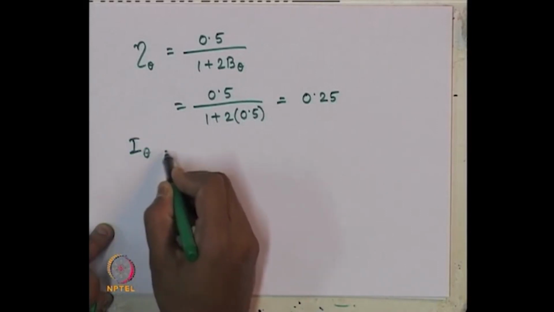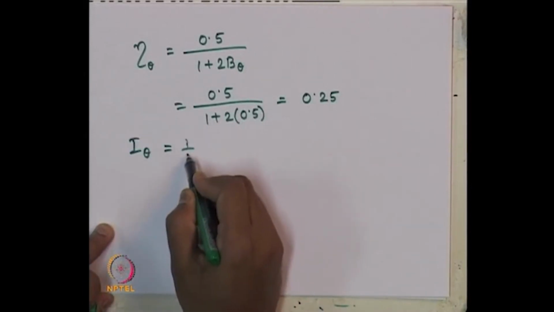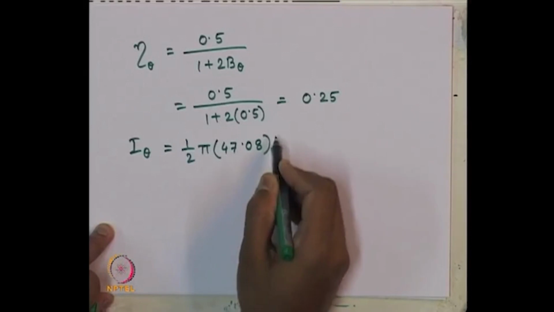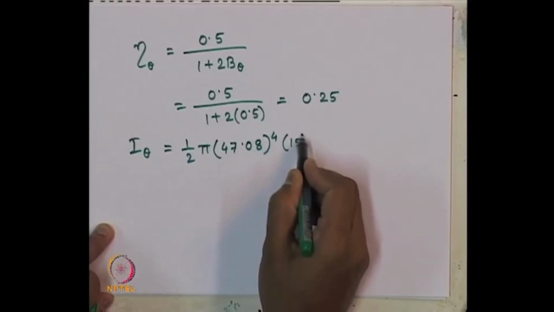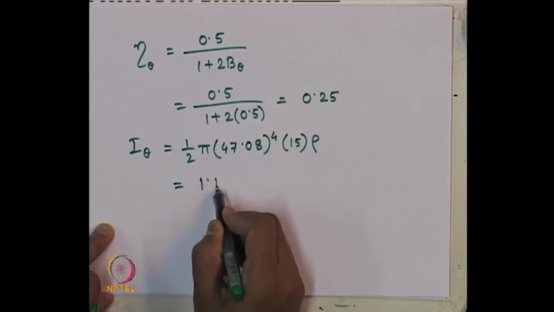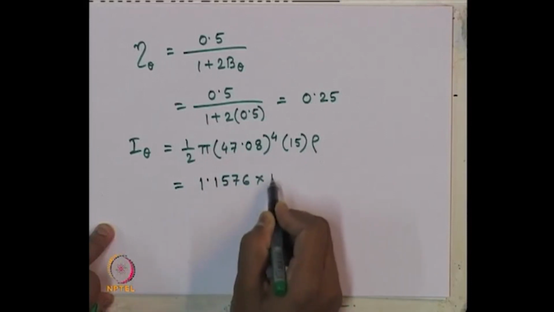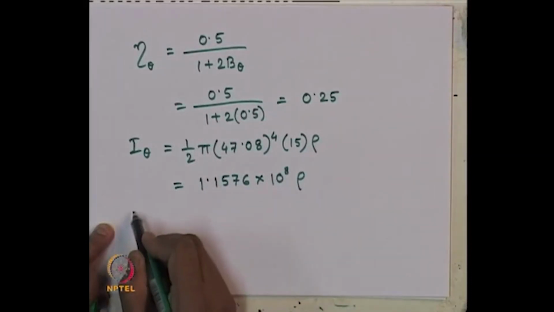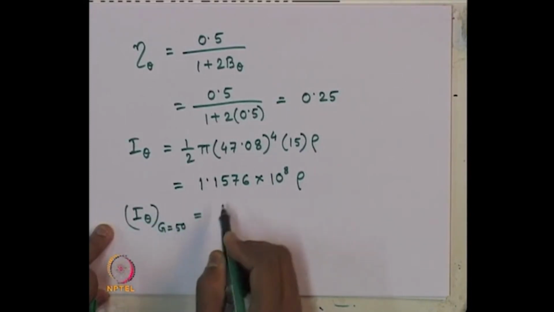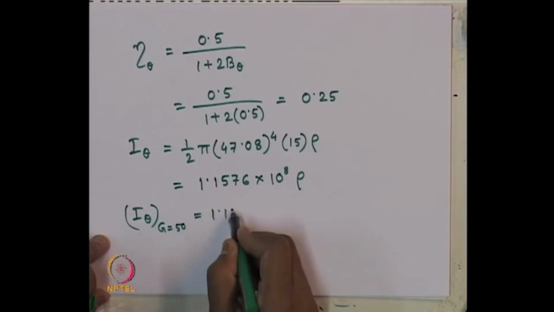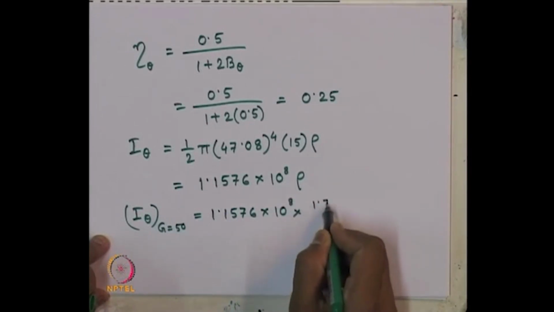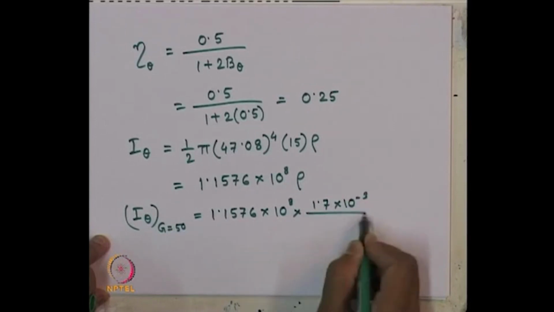And I theta is how much? Half pi 47.08 to the power 4 times 15 times rho, which is giving us 1.1576 into 10 to the power 8 rho. So, for 3 cases we will get I theta, with g equals to 50, as 1.1576 into 10 to the power 8 into 1.7 into 10 to the power minus 3 by 981.